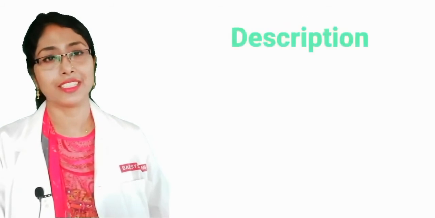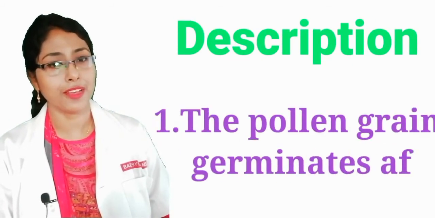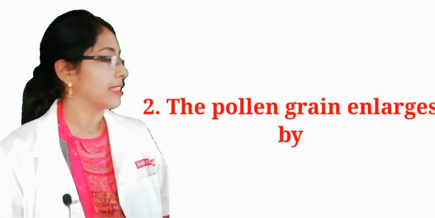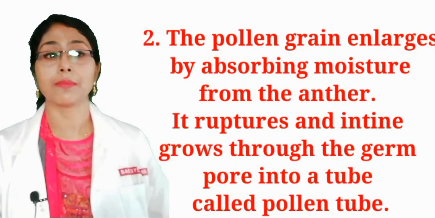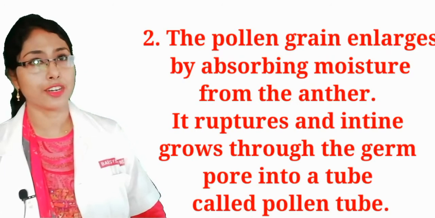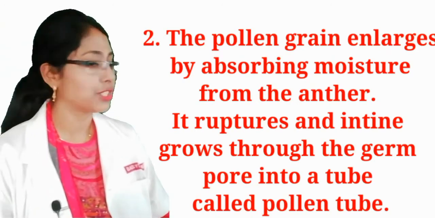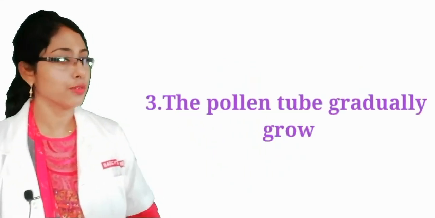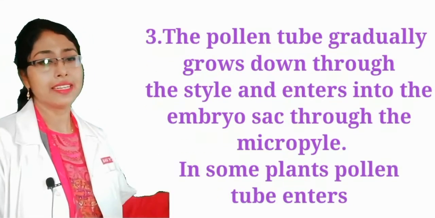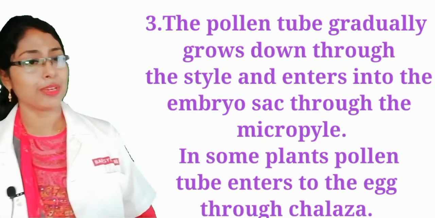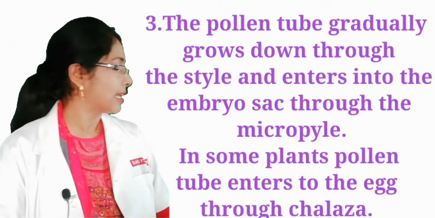Okay, we want to review it again. Description of fertilization process. The pollen grain germinates after the carpel is pollinated. The pollen grain enlarges by absorbing moisture from the stigma. It ruptures and in time grows through the germ pore into a tube called pollen tube. The pollen tube gradually grows down through the style and enters into the embryo sac through the micropyle. In some plants, the pollen tube enters through the chalaza.